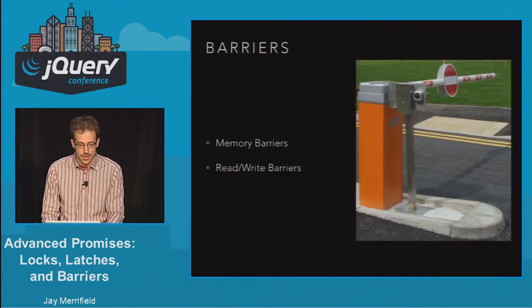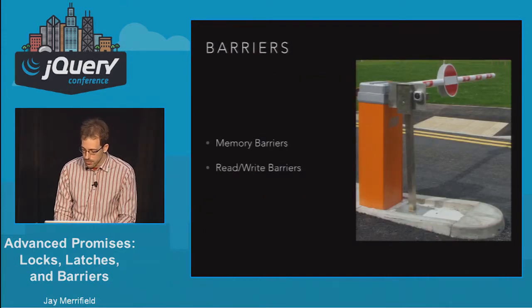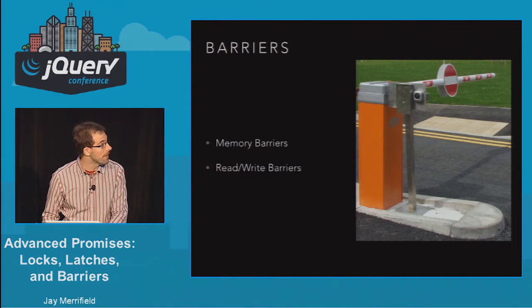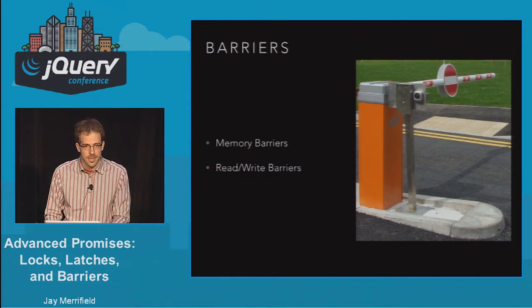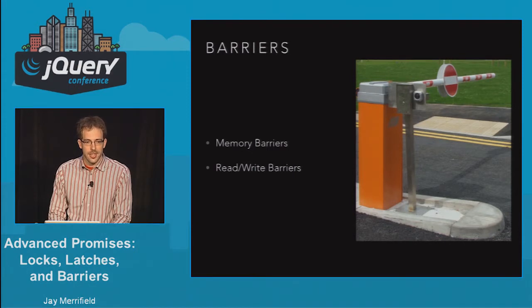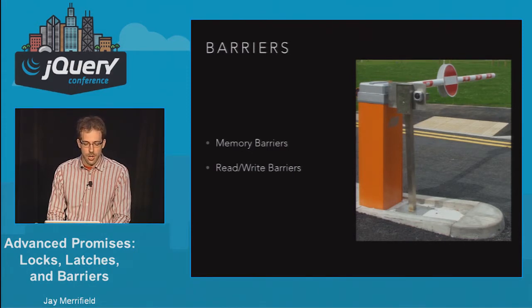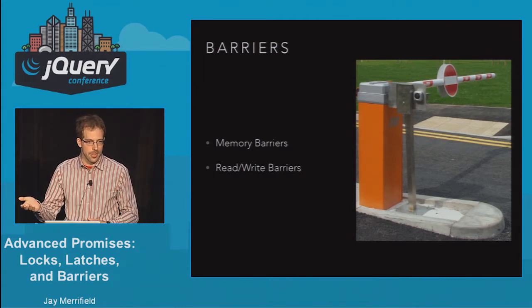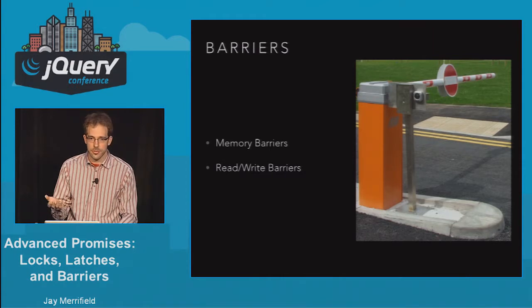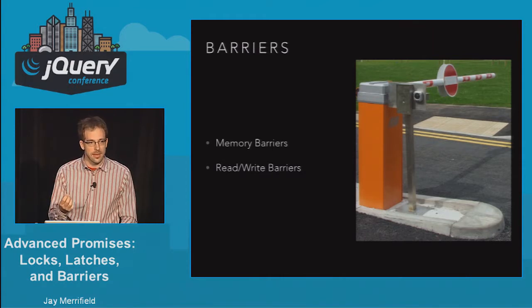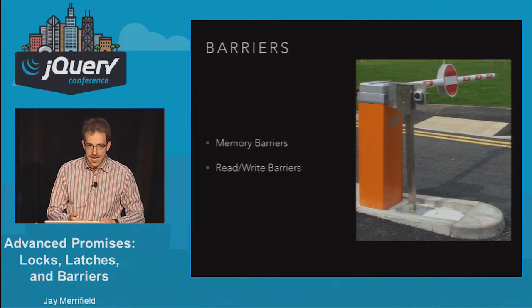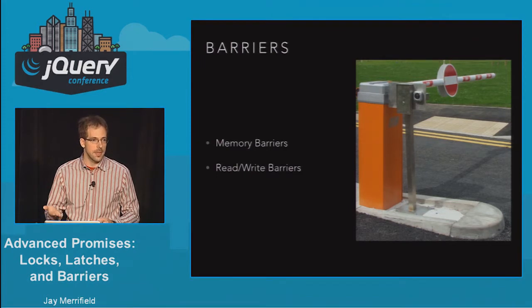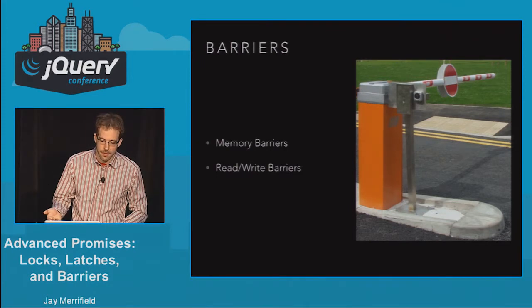So now we get into barriers. And barriers are a little bit more, I find this more fun. We're going to talk about two different types of barriers. One is a memory barrier. The general idea of a memory barrier is you're waiting until a set number of tasks are loaded before you go to the next one. So the example I gave before about when you hit the page load event, you have a certain number of tasks. You need them to finish before you move on to the next step, which is the page load event.